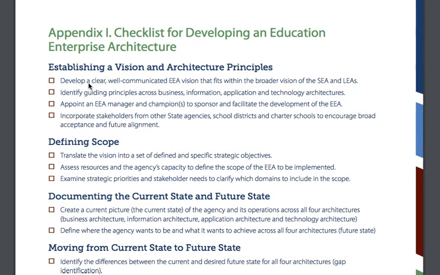When establishing this clear, well-communicated EEA vision, I recommend that we begin by looking at our mission statement and our pillars, as they are the foundation of our organization. From there, we're identifying guiding principles that are going to go across business, information, application, and technology architectures. There I think we should begin by looking at our established goals, which will be featured later in this presentation.